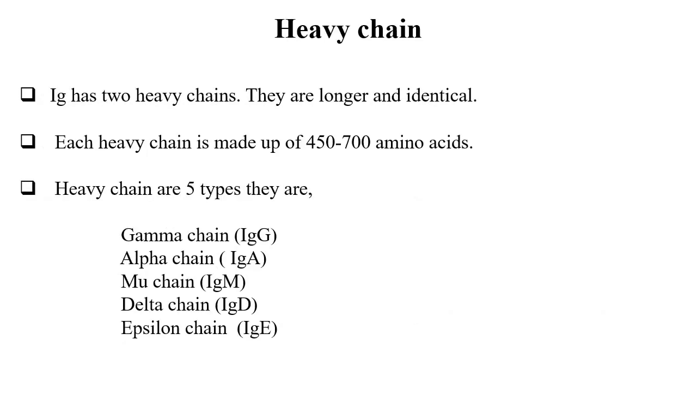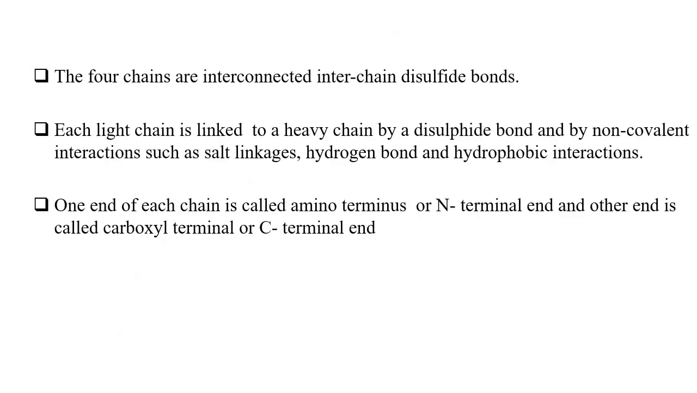Heavy chain. It has two heavy chains. They are longer and identical. Each heavy chain is made up of 450 to 700 amino acids. Heavy chains are of five types. They are gamma chain, alpha chain, mu chain, delta chain, and epsilon chain.